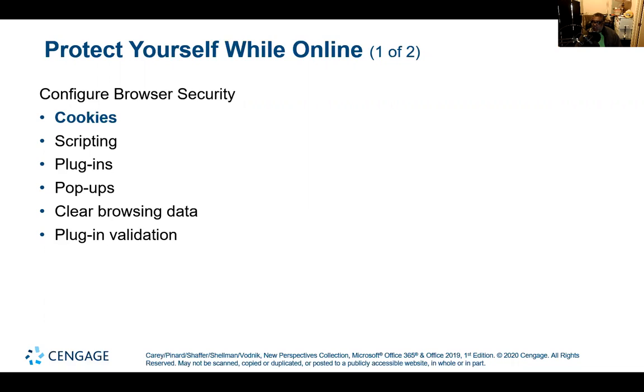Clear your browsing history. Clearing browsing history keeps another person, if they were able to log in and see where you've been, from getting personal information that they may be able to pull from that. Plugin validation: you need to set it up so that when a plugin comes in and asks if it can be used, you know that it's from a reputable source before you decide to use it.